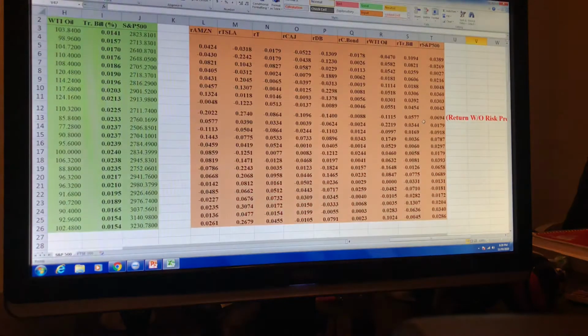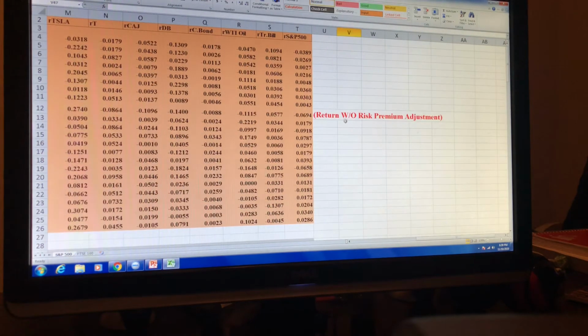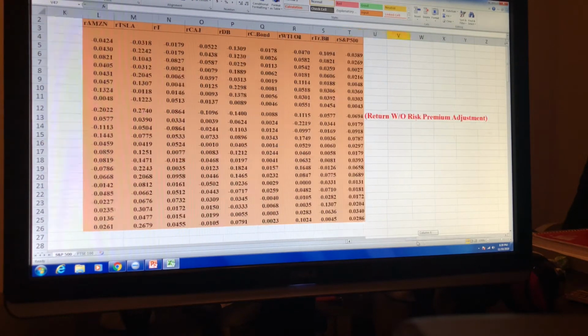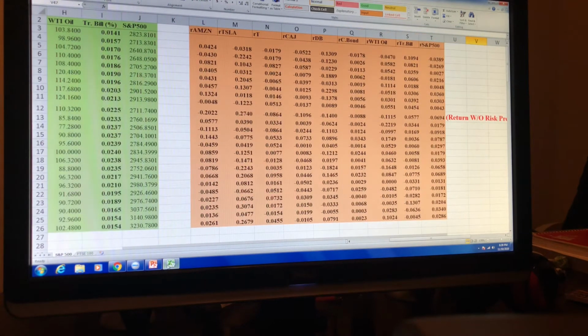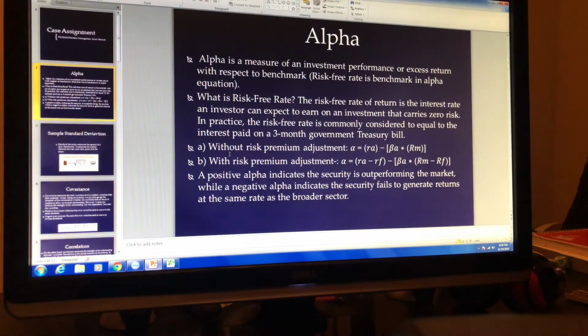This is why we did not subtract the risk-free rate from each one of these stocks, bonds, oil, T-bills, and of course the overall index. That's why we kept it the same. This is why this says return without risk premium, because we did not subtract the risk premium from them. These are both the equations for without risk premium adjustment. This is the first equation, and with risk premium adjustment we'll get to later. And this point we'll get to later as well.